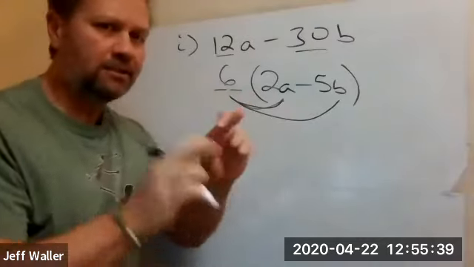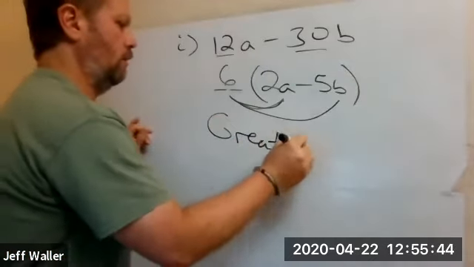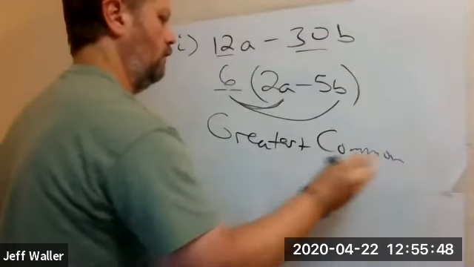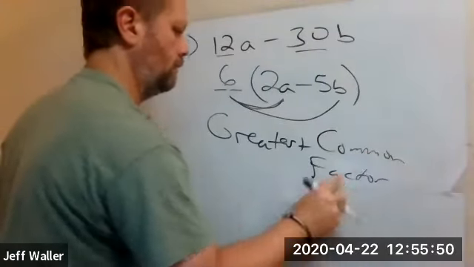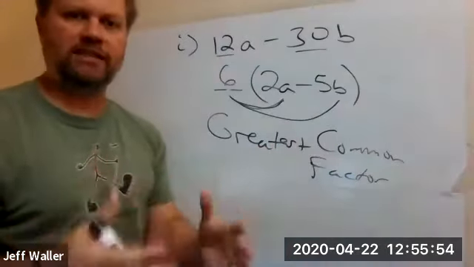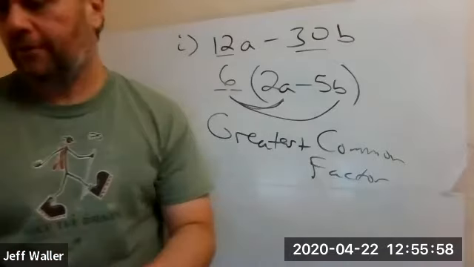So the technical term for this is greatest common factor. What's the biggest thing? The biggest factor that they have in common, GCF. So this is called GCF factoring.